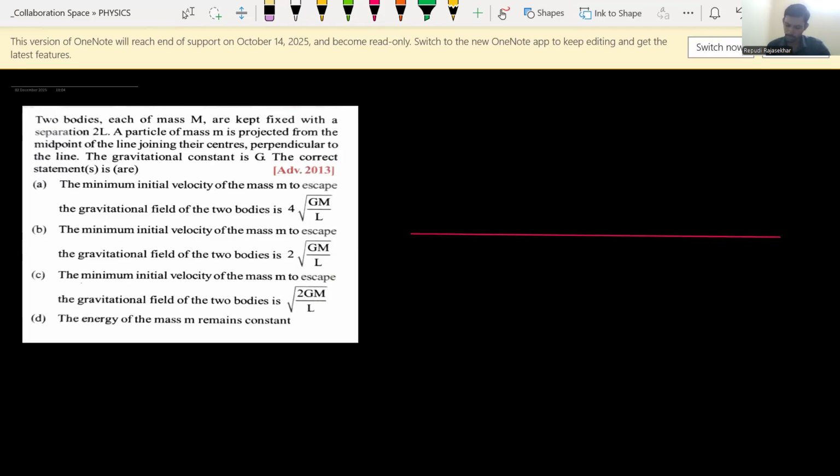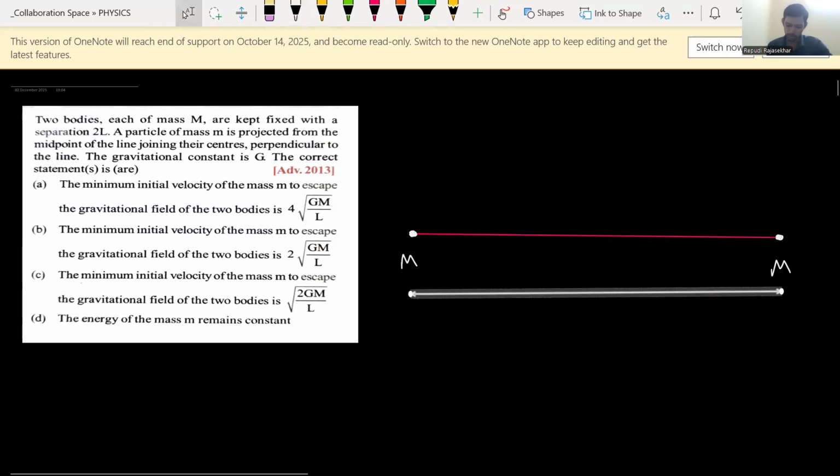So two particles are separated by a certain distance, they said. Let us take each particle's mass. Two bodies means two particles are considered here. The first particle mass is mentioned as capital M, and the second one has the same mass. Mass of the particles is the same, right? And both are separated by a distance 2l. So the distance between both the particles is given as 2l in the question.